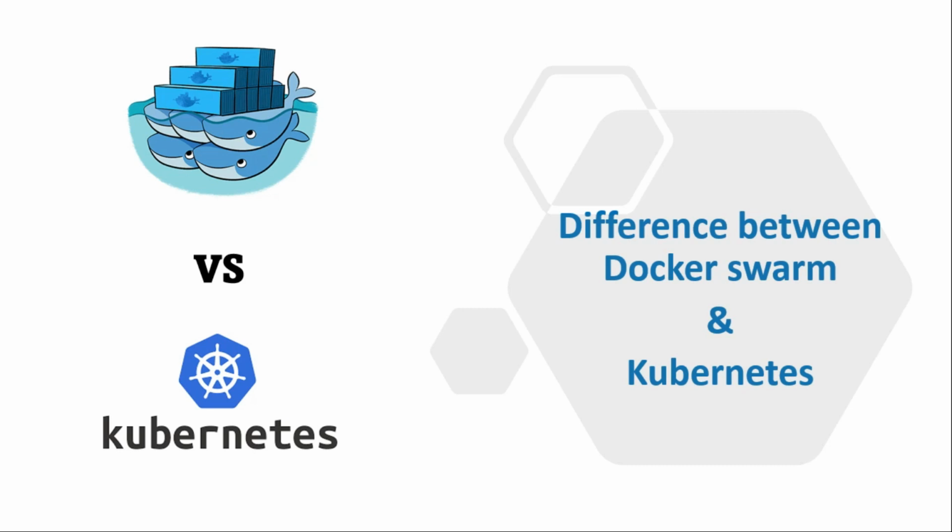In my previous videos, you have seen how we can create a Docker, how we can access the Docker service, how to create a Dockerfile, and how to create images. But if we have multiple containers, say around 1,000 containers, how can we manage them? In that case, we need Docker Swarm or Kubernetes.